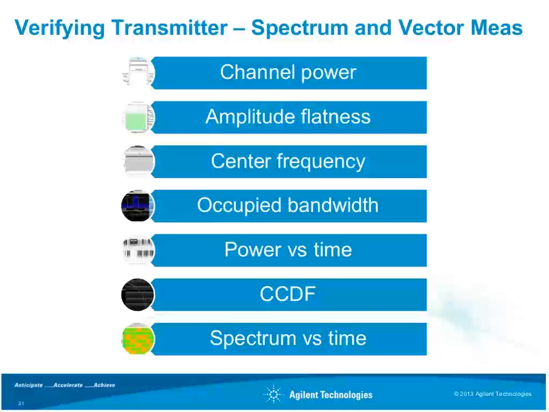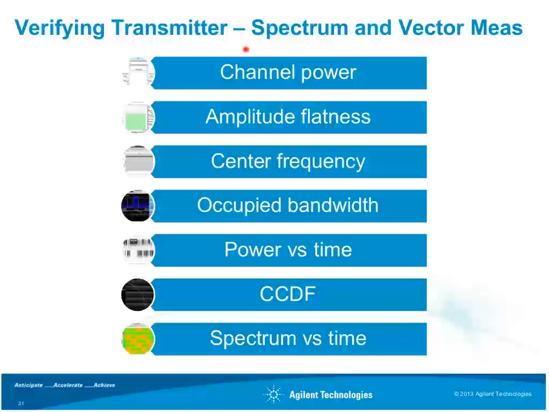So in doing some of that verification, channel power, amplitude flatness, center frequency, occupied bandwidth, those are all spectrum measurements that can be made on the LTE signal. The center frequency and amplitude flatness are more indicative, since the official definition actually requires digital demodulation. Channel power can be measured by averaging the spectrum or by doing RF envelope measurements with band power markers, and most signal analyzers have these band power markers already.